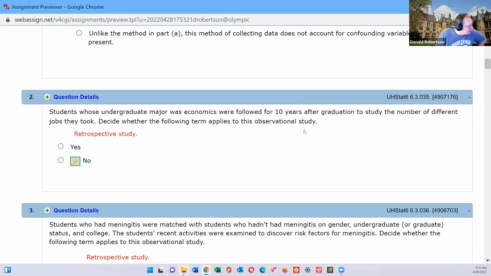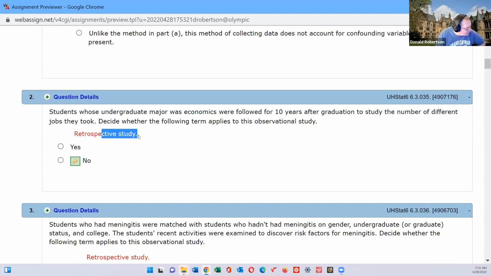Right, this one here I'm going to read all the way through so I don't screw up. Students whose undergraduate major was economics were followed for a whole 10 years after their graduation. And they looked at the number of different jobs they took, for whatever reason. So majors in economics, how many different jobs they had over a 10-year period, right?